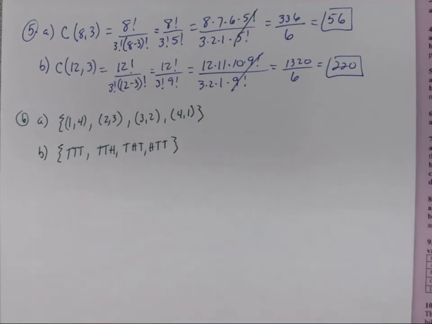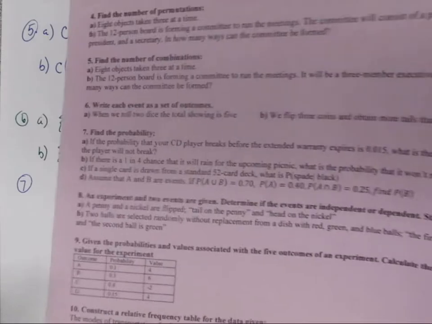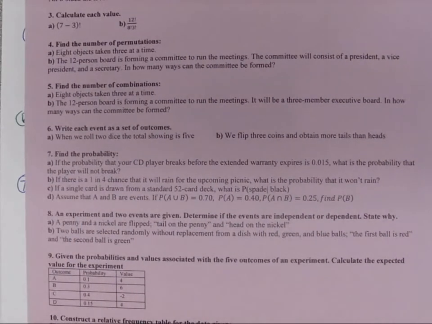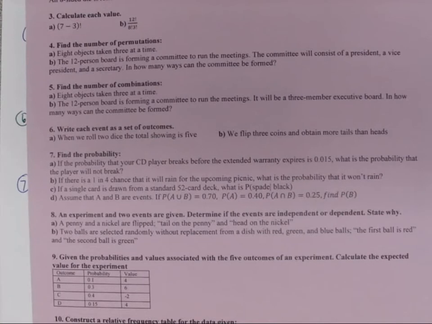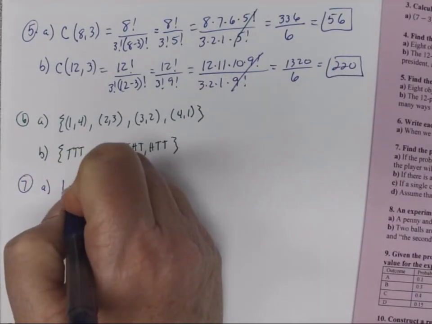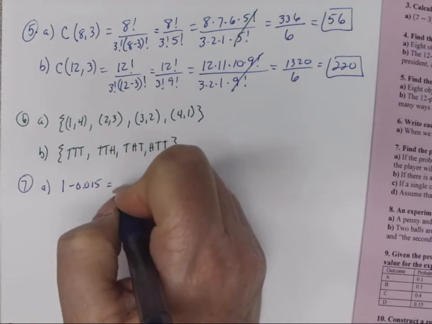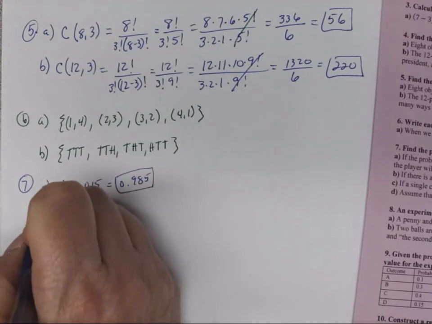All right, number 7, we are looking at doing some probabilities. So looking at probabilities, if the probability that your CD player breaks before the extended warranty expires is 0.015, what's the probability that the player will not break? So we are looking at, remember, all of your probabilities should add up to be 1. So for part A, you're going to take 1 minus 0.015 and get 0.985, and that's all you're looking for.